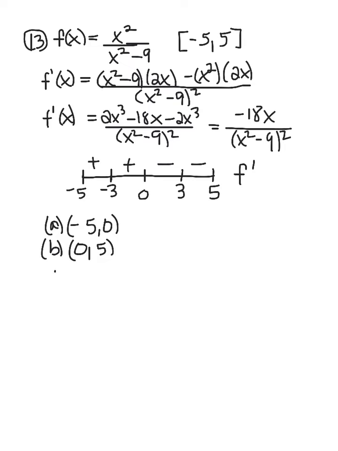All right, part C wants to know where we have maximums. I have a maximum here at x equals 0, and that's because the derivative changes from positive to negative. Now, there's no sign change here, so that's not going to be a maximum or a minimum. And there's no sign change here either, see?